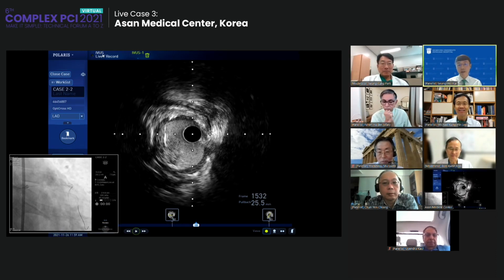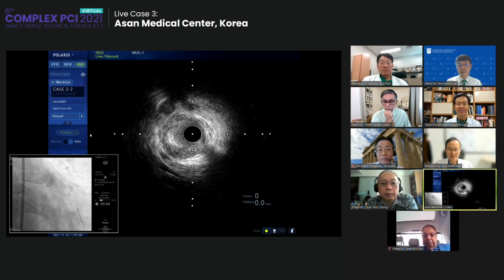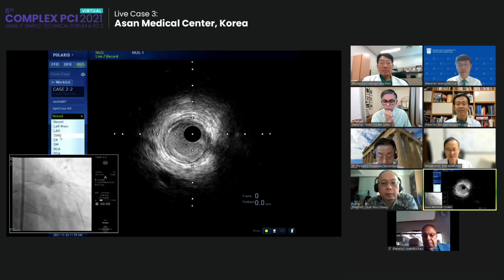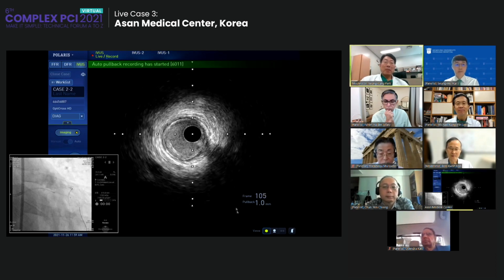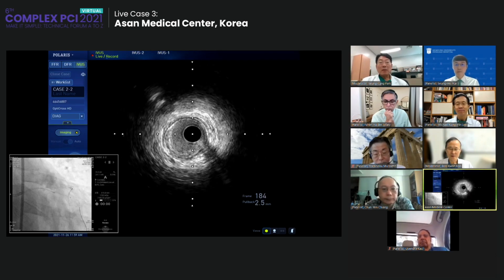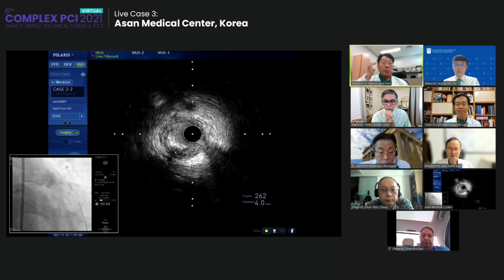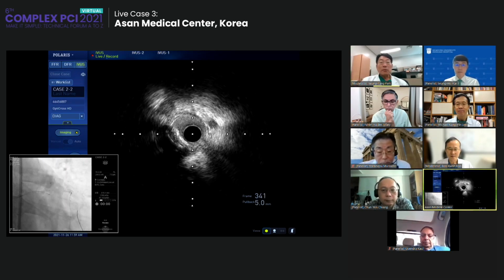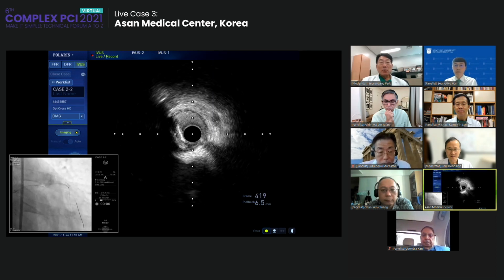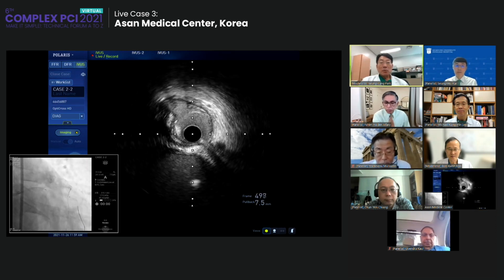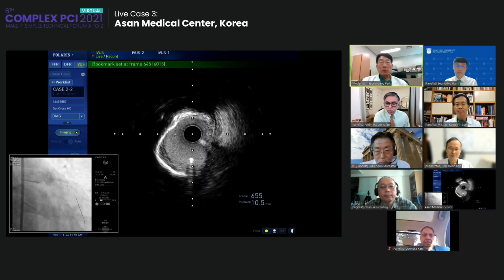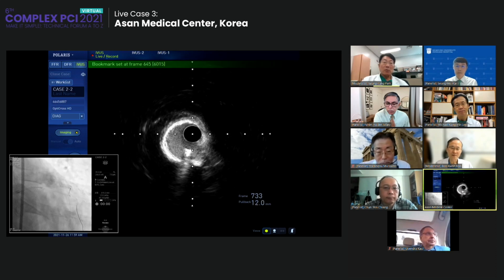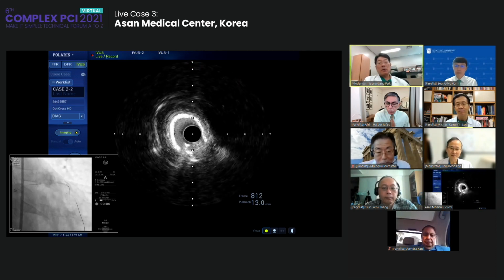Anyway, that is thrombus. So I would like to evaluate the IVUS for the diagonal branch. Yes, this is the diagonal branch. The size is 2.5, bigger than we expected, right? Here it's almost 2.5, quite enough, almost 3.0. A big one, almost 3.0.